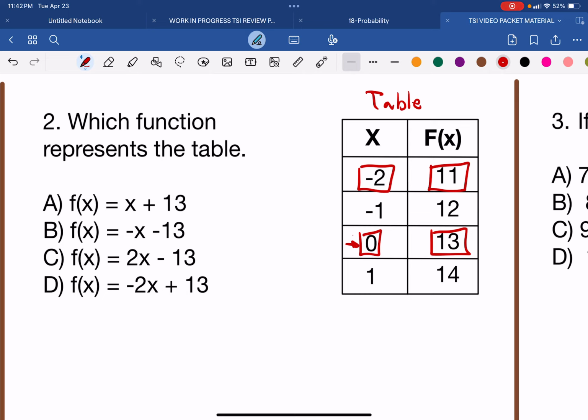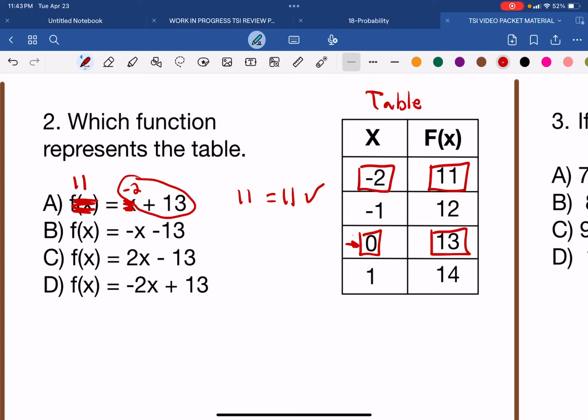If I replace here for a, let's look at a. I'm going to replace the x with a negative 2. Negative 2 plus 13 should be equal to f of x, which is 11. So, is this statement true? Well, negative 2 plus 13 is 11. Is 11 equal to 11? Check.